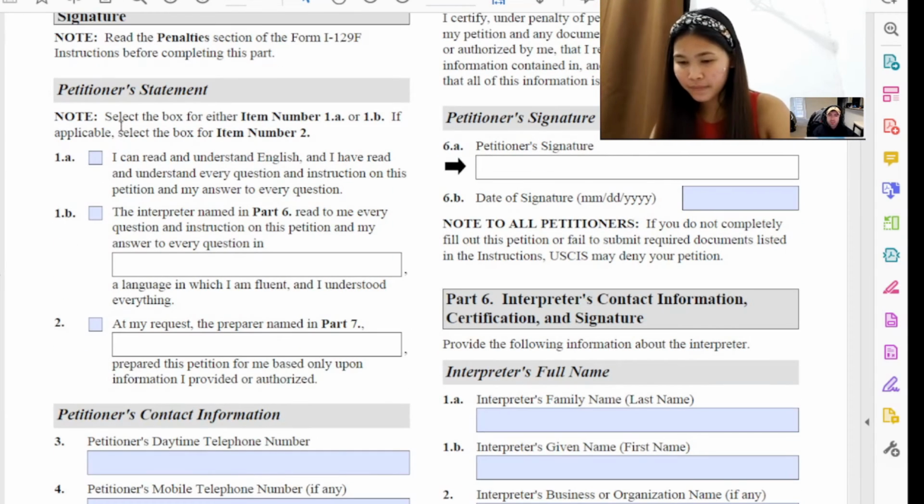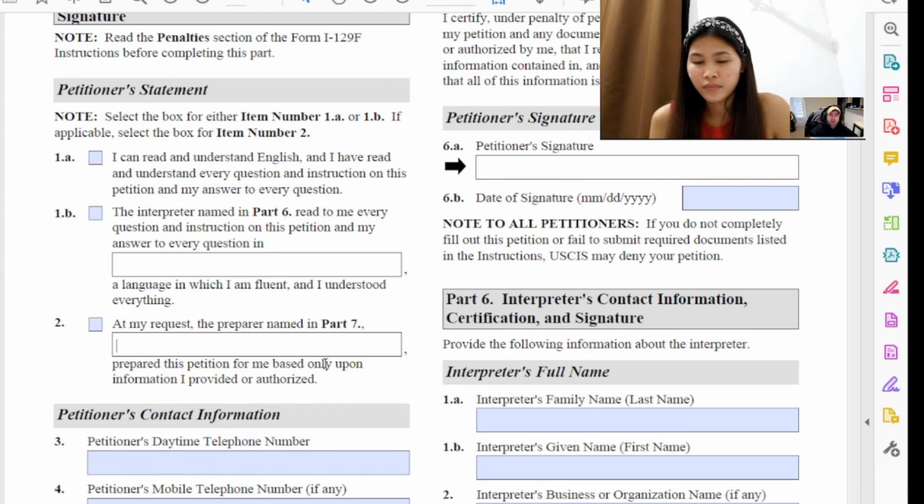So moving on, petitioner statement. It says, select the box in item number 1 alpha or 1 bravo if applicable. I can read and understand English, and I have read and understand every question and instruction on this petition and my answer to every question. I can read English, and so yes, I selected this one. I did not use an interpreter. NA. At my request, the preparer: I did not use a preparer. Now there are services out there where they'll have to fill this out if they interpreted, if they translated, or if they prepared it for you.